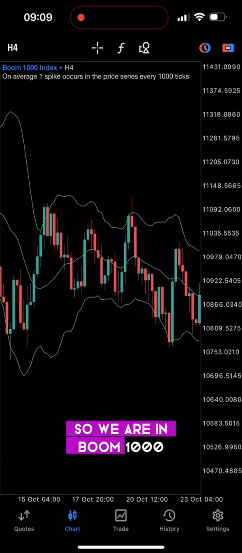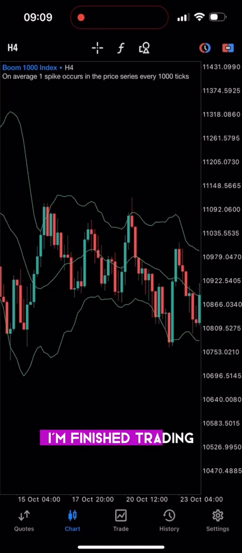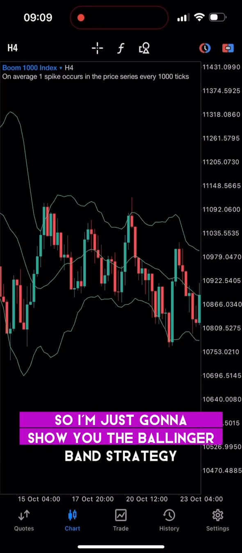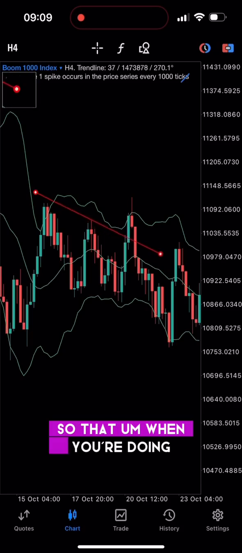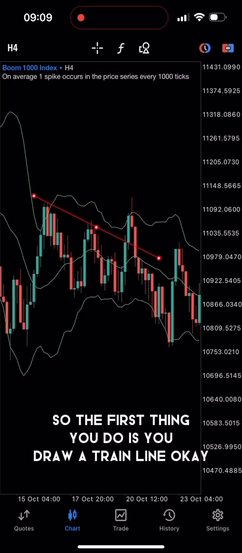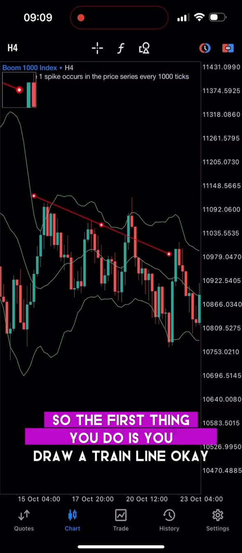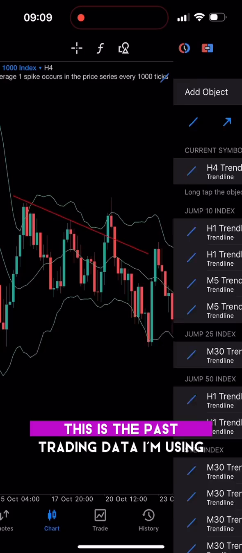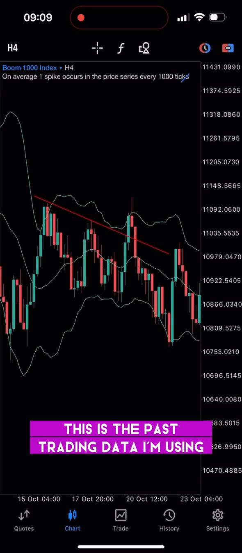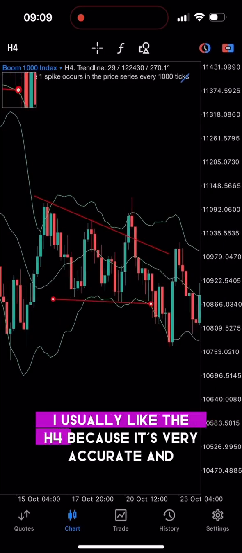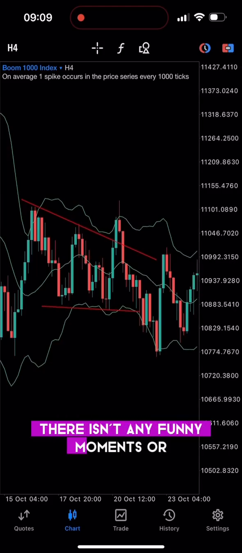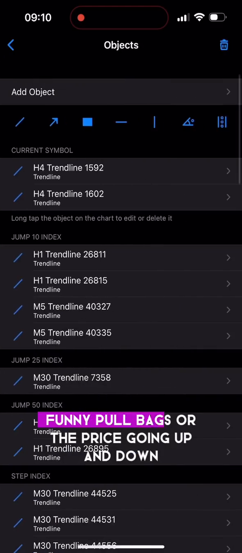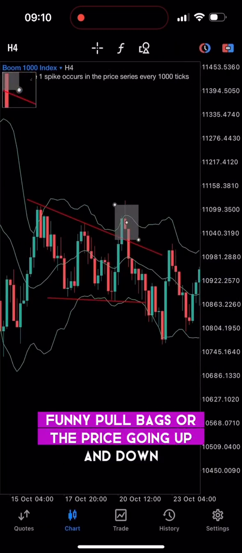So we are in Boom 1000. I'm finished trading, so I'm just going to show you the Bollinger Band strategy so that when you're trading, you don't miss any point. So the first thing you do is draw your trend line. Okay, this is the past trading data I'm using. This is the H4. I usually like the H4 because it's very accurate and there aren't any funny moments or funny pullbacks or the price going up and down.